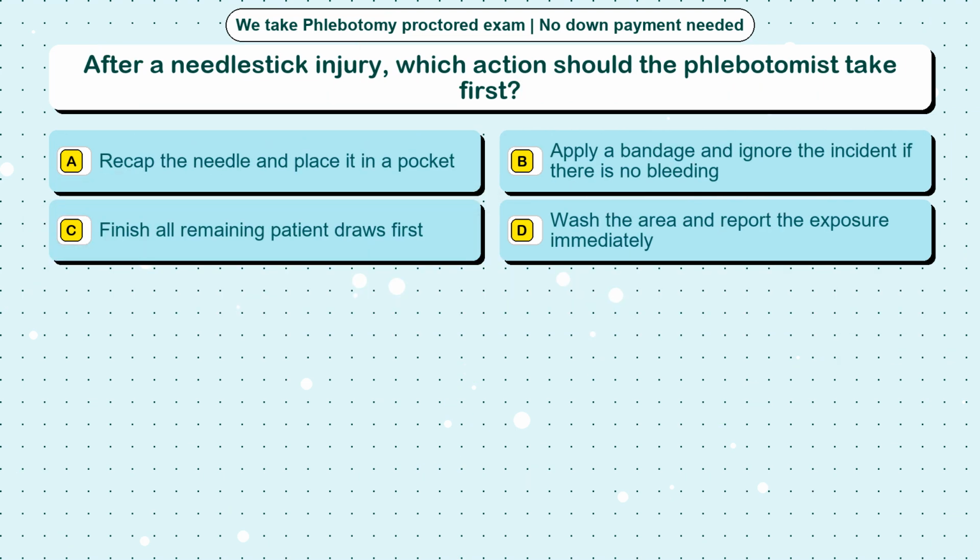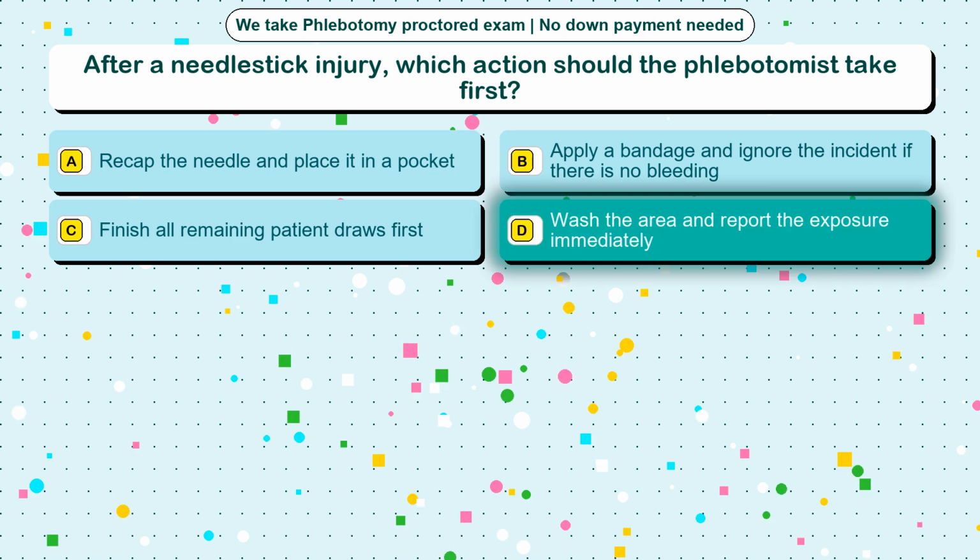Question 86. After a needle stick injury, which action should the phlebotomist take first? Option A, recap the needle and place it in a pocket. Option B, apply a bandage and ignore the incident if there is no bleeding. Option C, finish all remaining patient draws first. Option D, wash the area and report the exposure immediately.